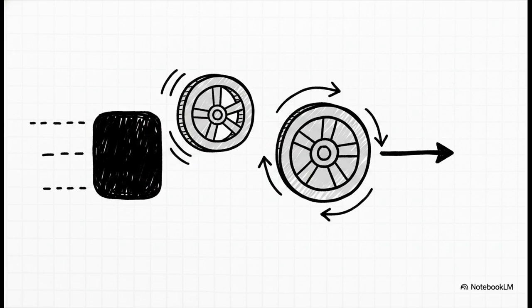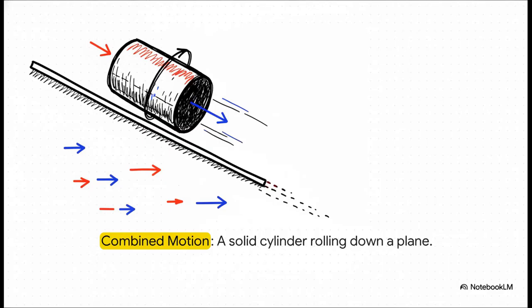A rolling object is simply experiencing both straight-line movement of its center and spinning around its own axis at the exact same time. It's a combined motion. Rolling literally equals translation plus rotation. So let's visualize this combined motion with a solid cylinder rolling down the same inclined plane.